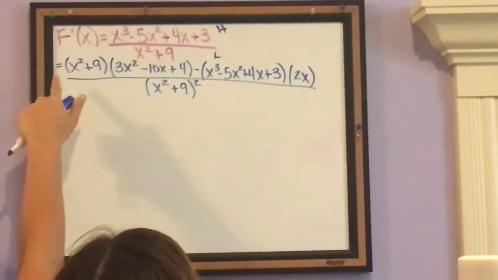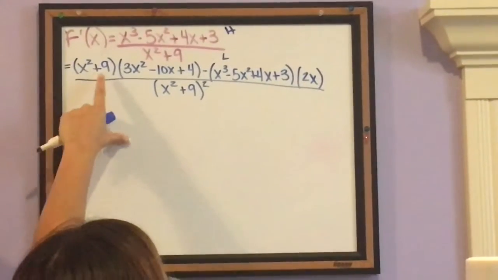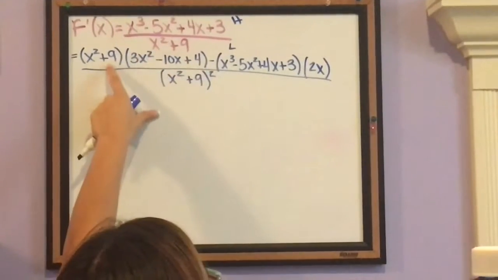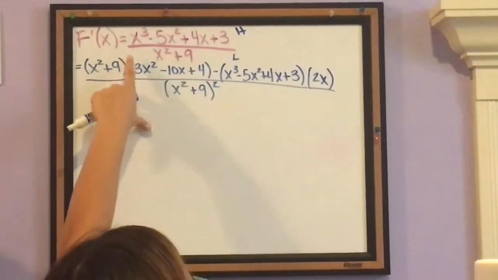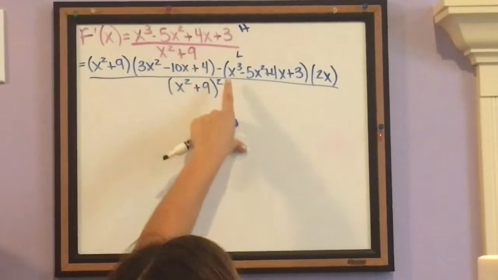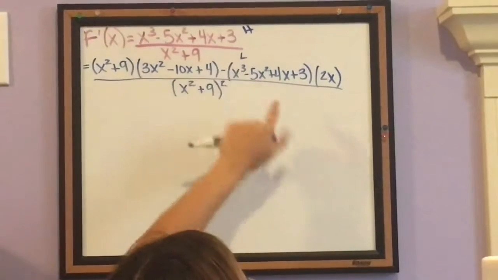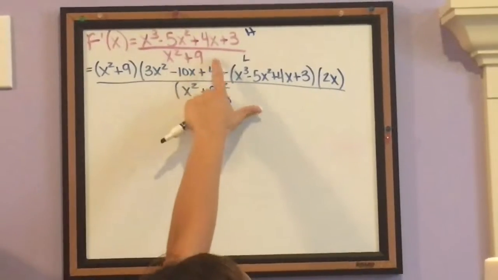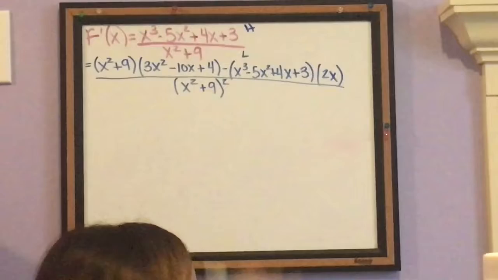Okay, so for the second problem, I already wrote it down and put it into the formula. So right here, it's going to be low. So you have the x squared plus 9 times the derivative of the top part, which is 3x squared minus 10x plus 4. And then the next part of the equation is minus high, which you can just plug straight down here, and the derivative of the denominator, which is 2x, and it's all over the denominator squared.